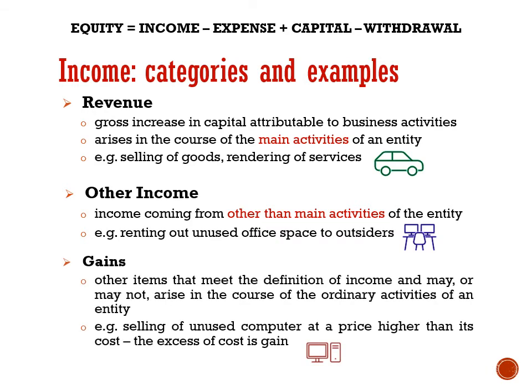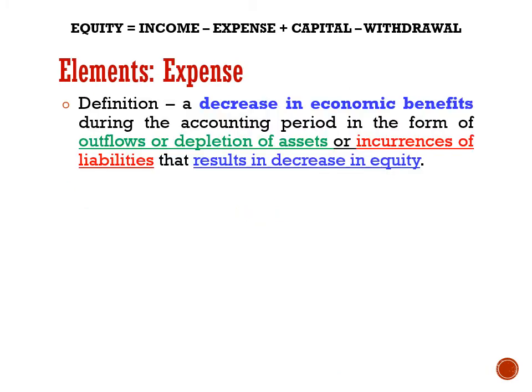And gain is when we sell our unused assets. For example, we have extra desktop in the office that we do not want to use anymore, so we sell it at a price higher than the cost of buying it. Then we have a gain. Expense is when we do economic activities that reduce the resources in our business or increase the obligations that results in a net decrease in equity.